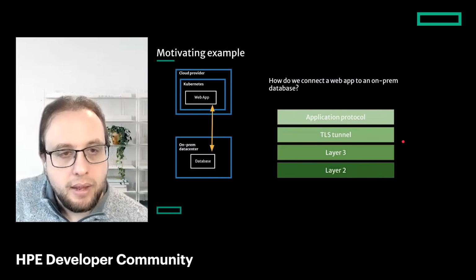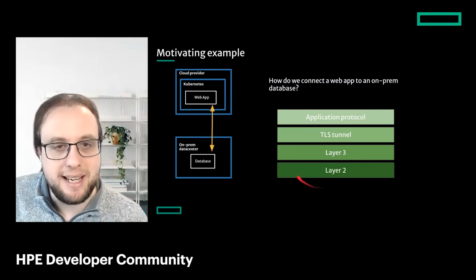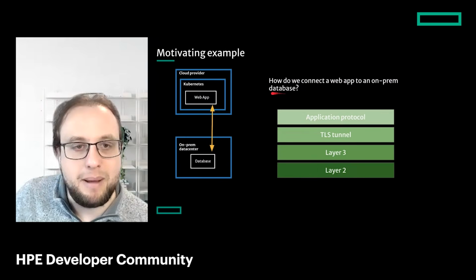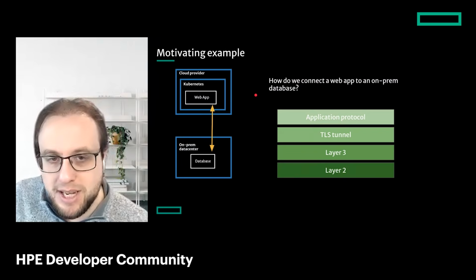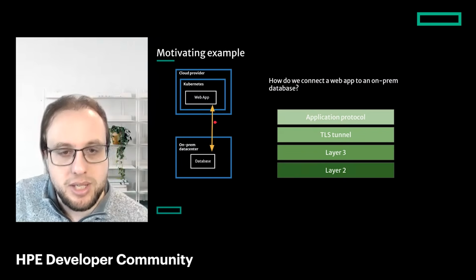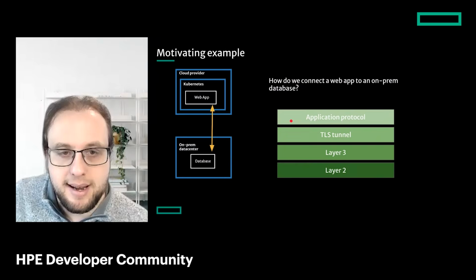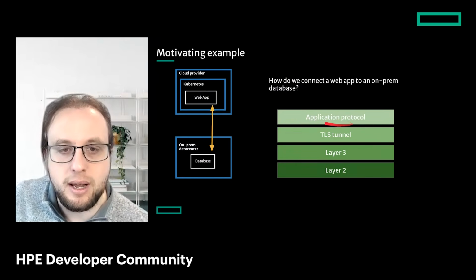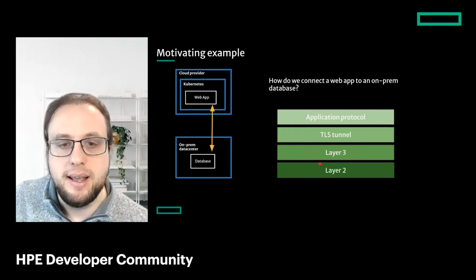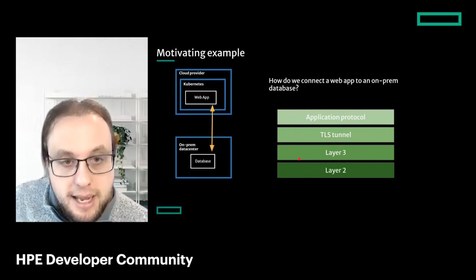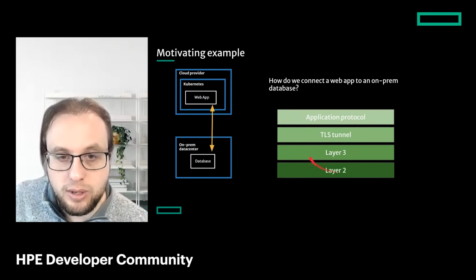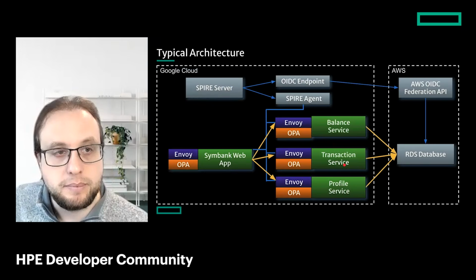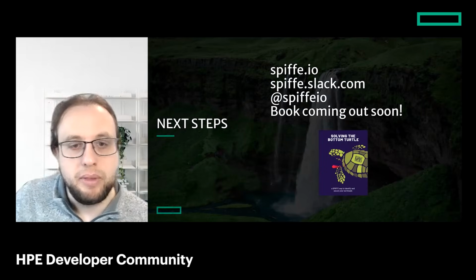Okay. So then we get back to this motivating example. I just want to remind you of this example before we move on to NSM. How do we connect a web app to an on-prem database? Well, using Spire, you can get this identity that will allow you to establish your TLS tunnel or your application protocol credentials. NSM is about establishing that same connection at a lower level, at layer 3 or even layer 2. And I'm going to skip that.